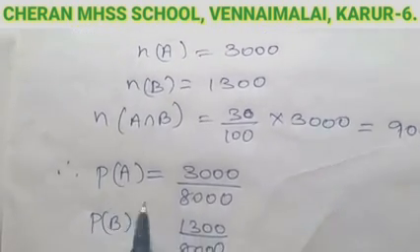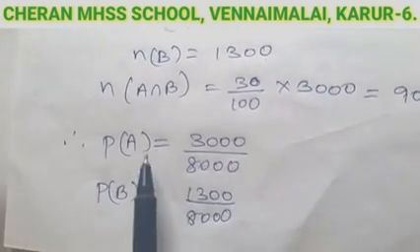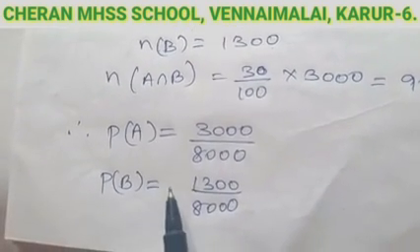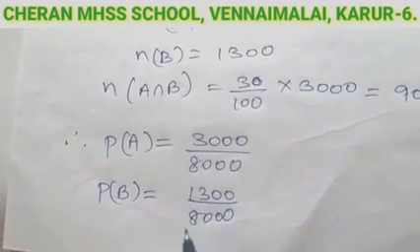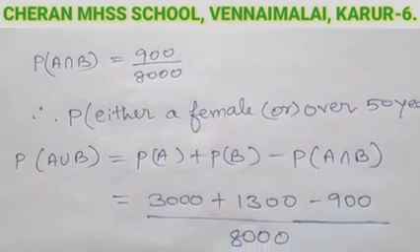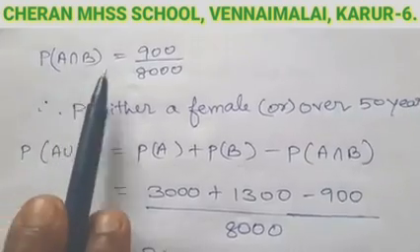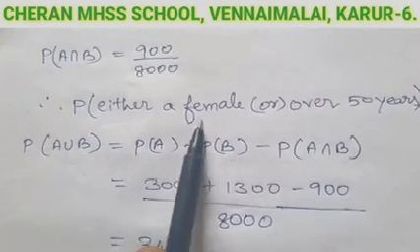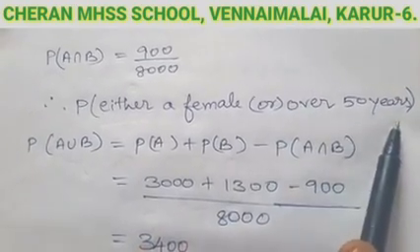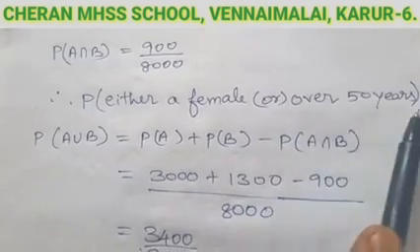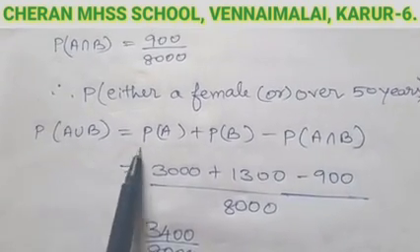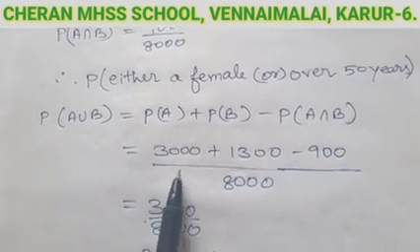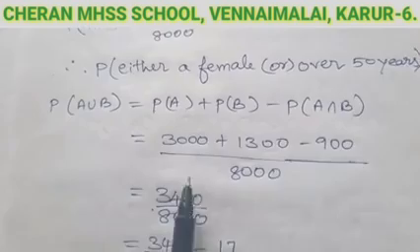P of A is equal to 3,000 by 8,000, that is n of A by n of S. P of B is also n of B by n of S, that is 1,300 by 8,000. Probability of A intersection B is 900 out of 8,000. Probability of either a female or over 50 years is P of A union B, equal to P of A plus P of B minus P of A intersection B. So 3,000 plus 1,300 minus 900 by 8,000.